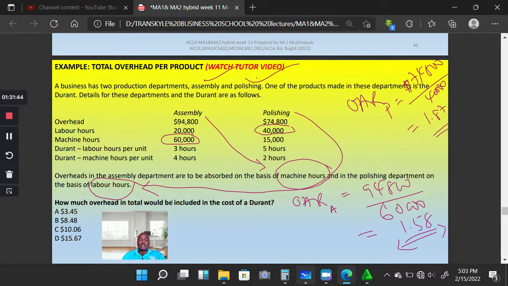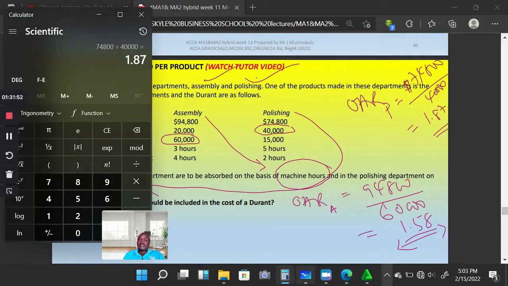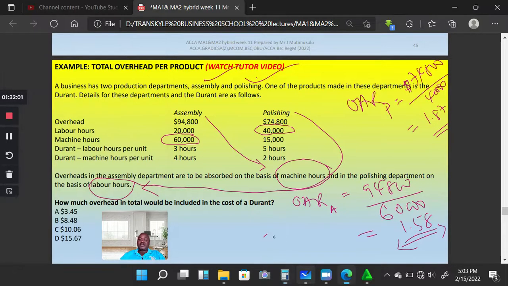So how much overhead in total would be included in the cost of a Durant? You just have to add these two figures, 1.87 plus 1.58. That's 3.45. That's our total, and this is our answer, 3.45. So our answer is A. Now we are done with this part.